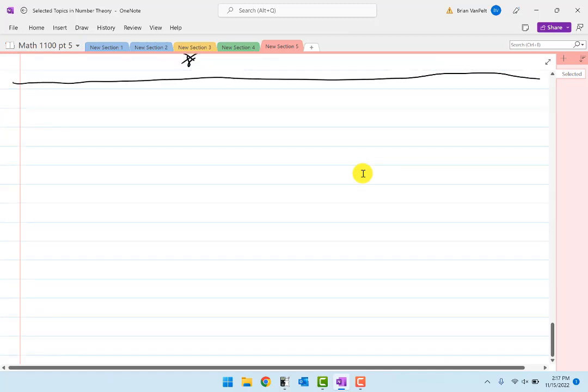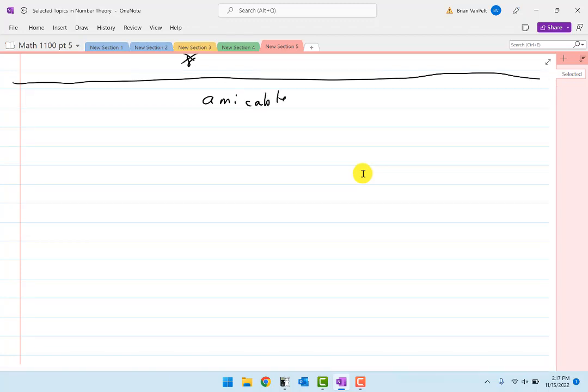Next, we have amicable numbers. I guess the best way to do this introduction to these kinds of numbers is by way of an example. So let's start with the square root of 220 and see what we get roughly.